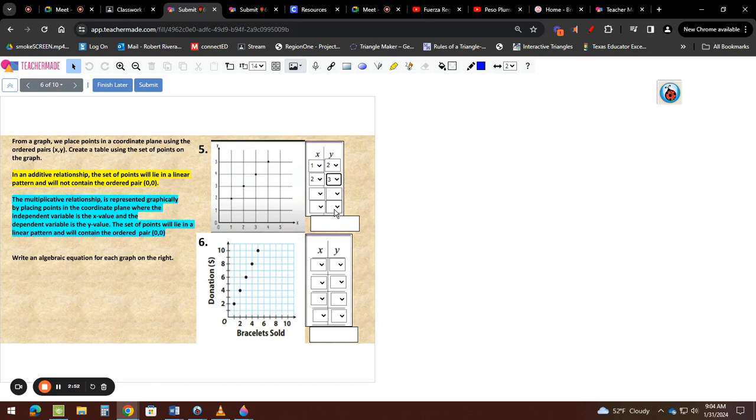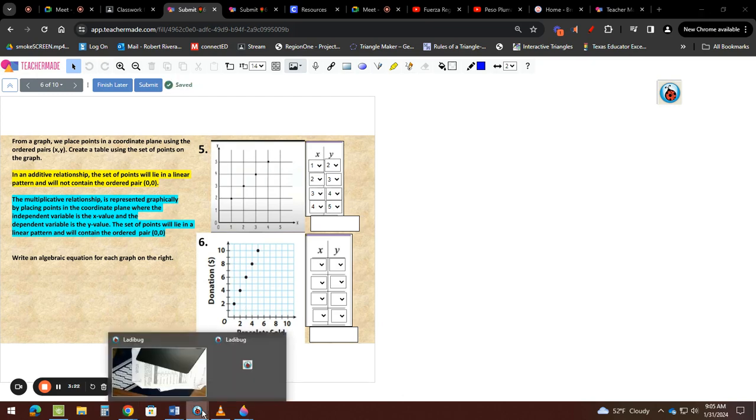Then 3 is x and 4 is y. Next. No. She thinks that 5 is x. 4 is x. And then 5 is y. Remember that you always go with the x first and then we go up or down. Left, right, then up and down. Questions? Now, once you have your table, you're going to go to your homework journal.